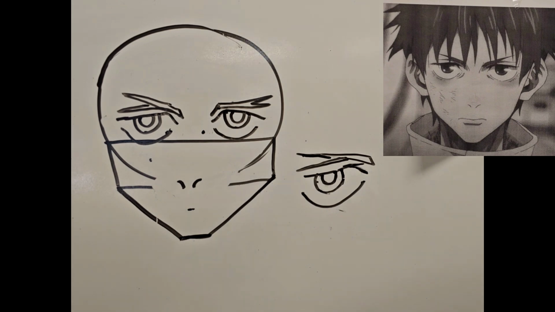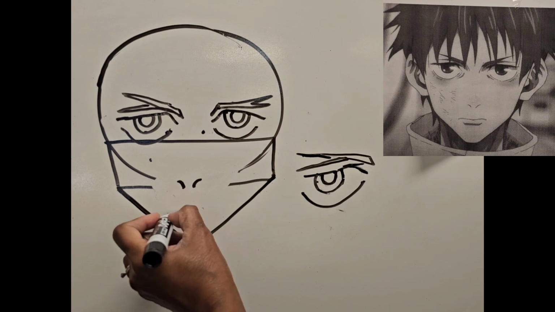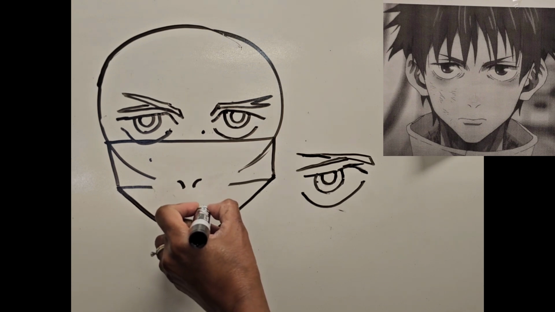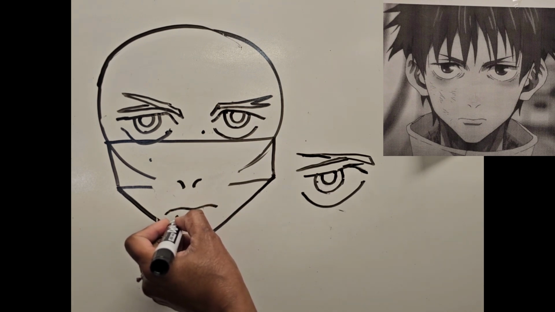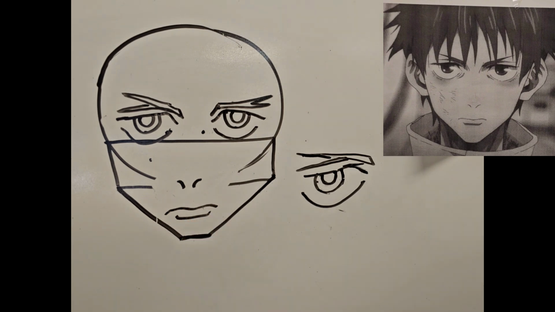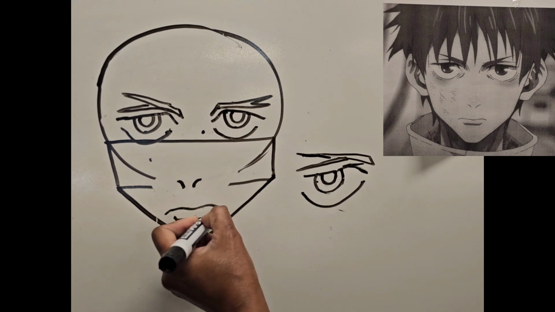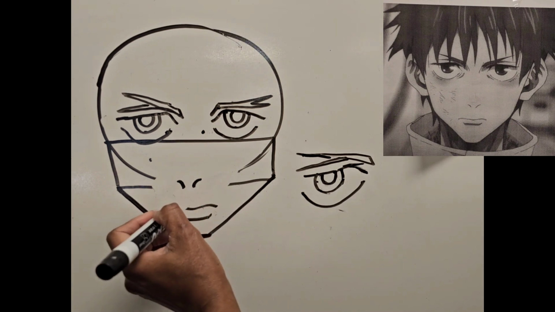All right. Now, let's draw the mouth. His mouth is kind of like there, and then at the bottom, it's like that. Let me see. Let me look back. Nope, I'm crooked. Erase that. Like that. Change that a bit.